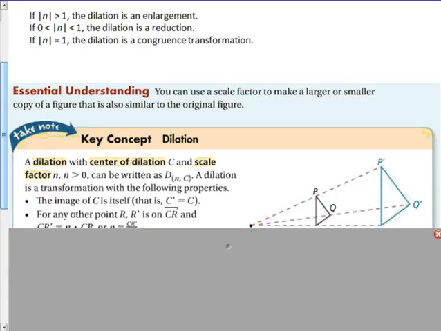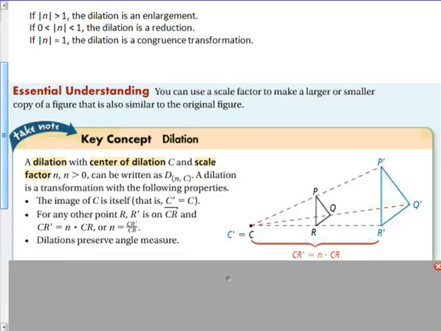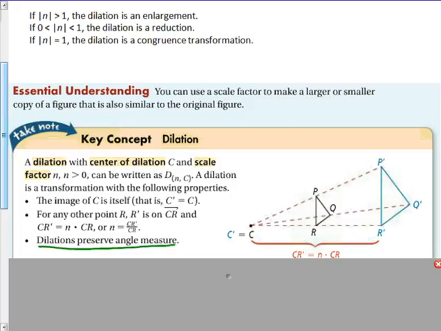So a dilation with a center and a scale factor can be written like that. Don't worry about all this stuff right here; this isn't important. Dilations preserve angle measure. The angle measures do not change at all.